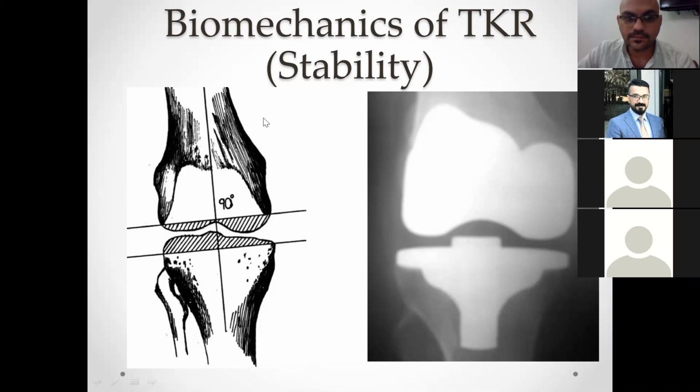The last point, I want to comment regarding CR and PS. CR, whenever you try to use it, please use it for mild or moderate cases where the PCL has no role in the deformity. Of course, if the PCL has a role in the deformity, you must go to the PS.